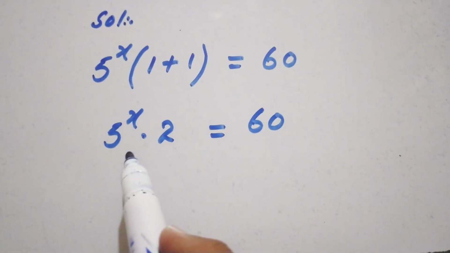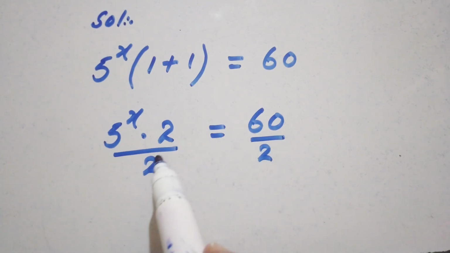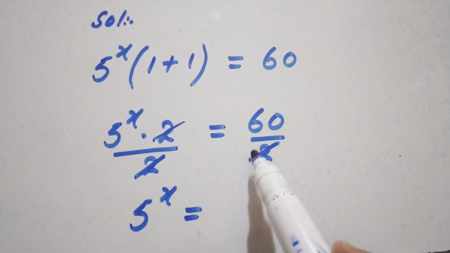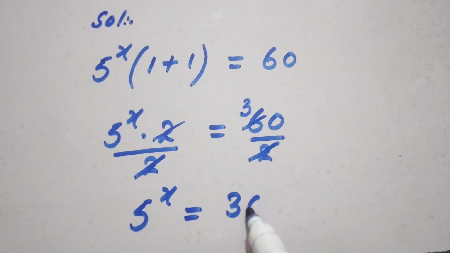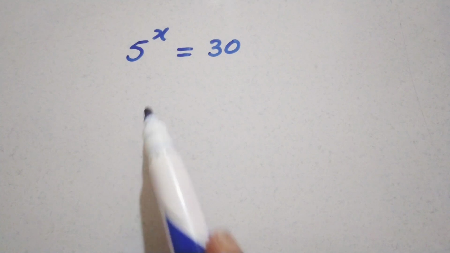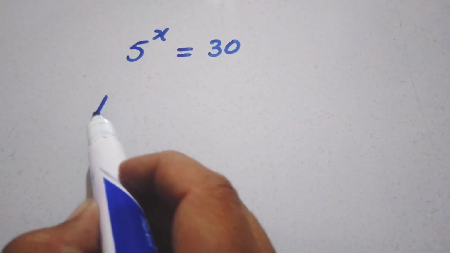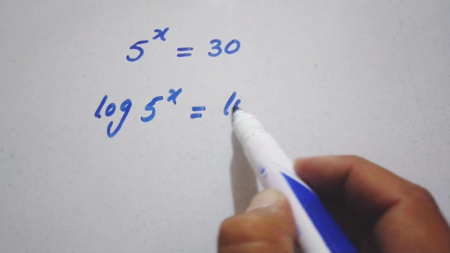Now dividing both sides by 2. The 2 from the denominator and the 2 from the numerator cancel out. We are left with 5 power x is equal to 2 multiplied by 3, we get 6, and 6 times 5 is 30. So now we have 5 power x is equal to 30. As our job is to find the value of x, taking log on both sides, this will become log of 5 to the power x is equal to log of 30.